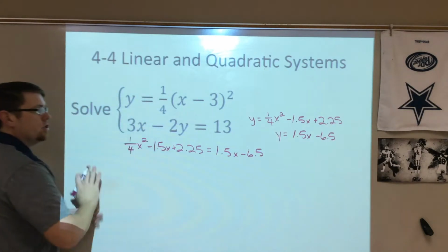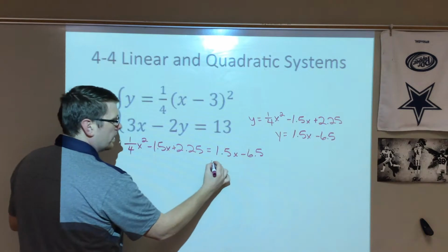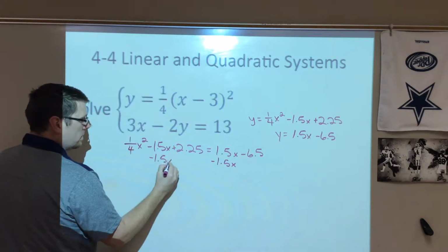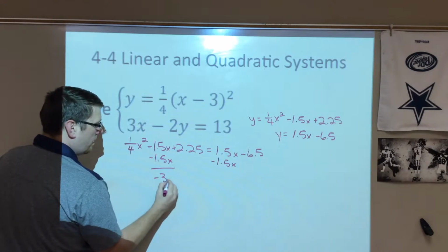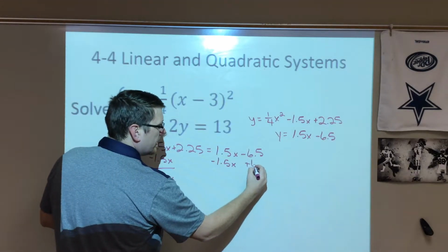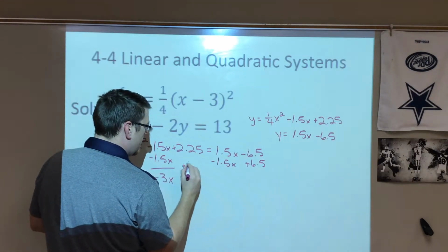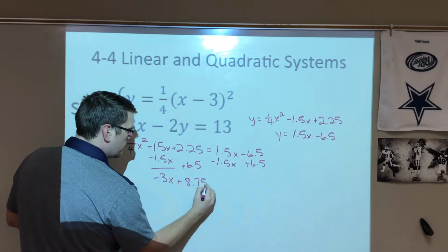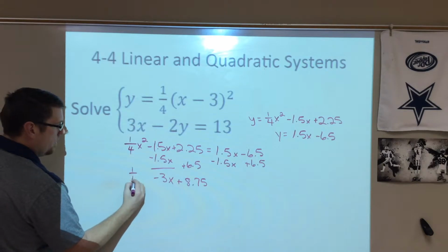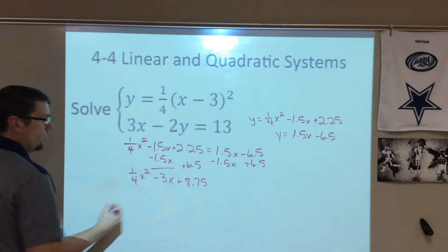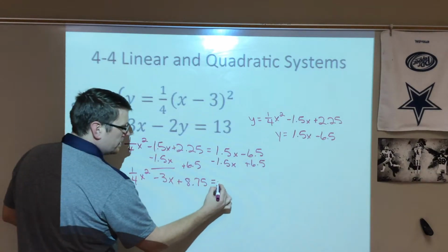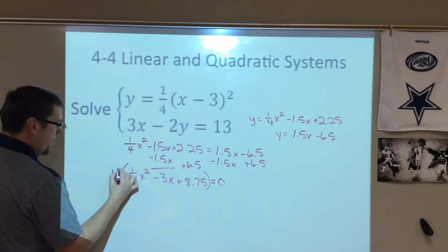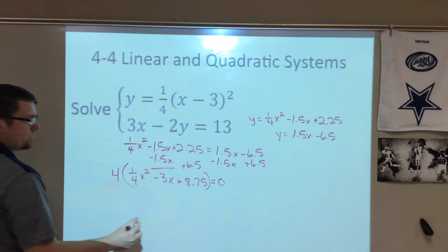And now we're going to solve this just like any other quadratic that we've been working with. We want this equal to 0. So we're going to get all of this on the same side. Now, in order to make our lives easier, I'm going to multiply this by 4. I'm going to get rid of that 1/4 so I can factor this out.